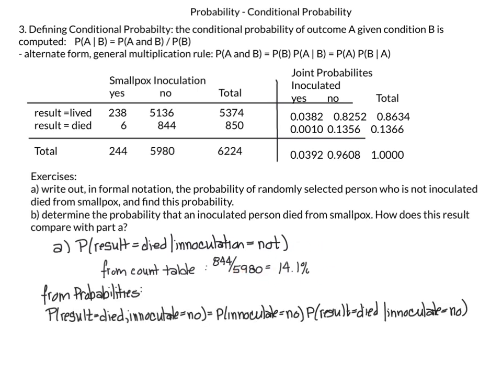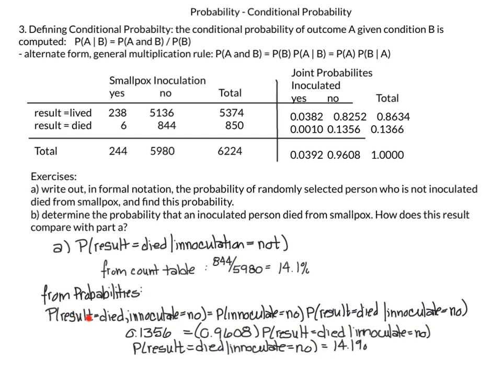We are not always given count data, but often are given these joint probabilities. So we're going to now do it from our joint probability table along with our conditional probability formulas. Using this formula here, the probability result equals died and inoculated equals no, equals probability inoculated equals no, times probability result equals died given inoculated equals no. The probability result equals died and inoculated equals no is in the joint table.